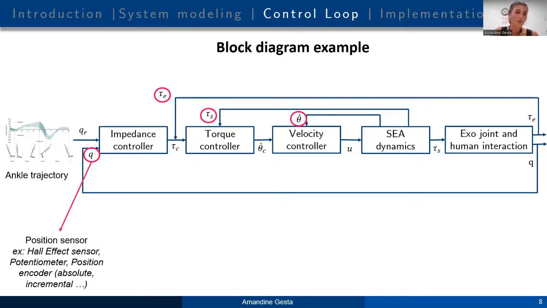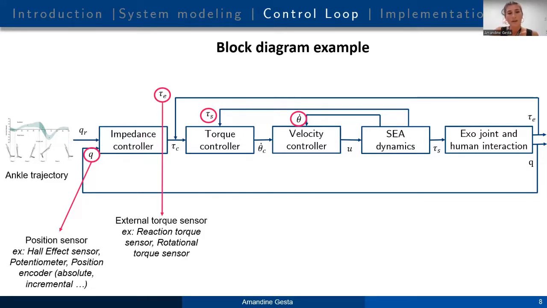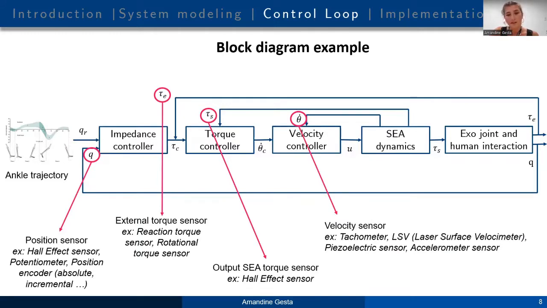For the position, you need a position sensor, like a Hall effect sensor, potentiometer, or position encoder. For the output torque, you can use an external torque sensor, like a reaction or rotational torque sensor. For the torque at the output of the actuator, you can use a Hall effect sensor, because most of the time brushless motors have this kind of sensor integrated in their design. And finally, you need a velocity sensor, like a tachometer, a piezoelectric sensor, or an accelerometer sensor.